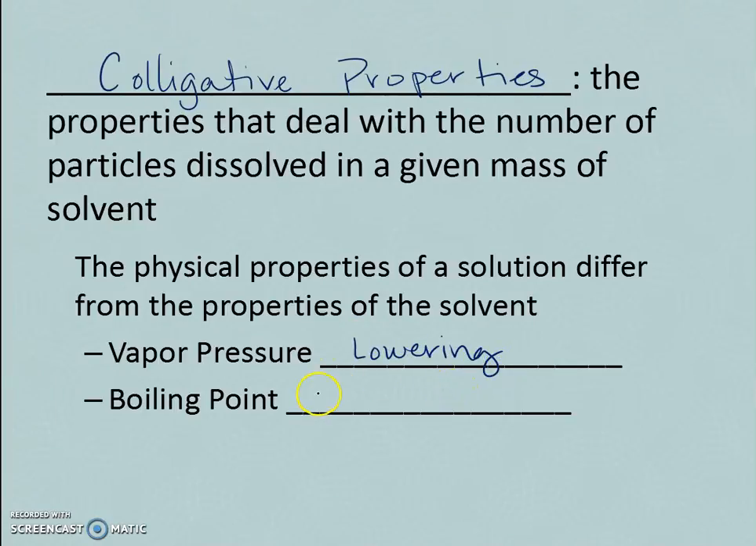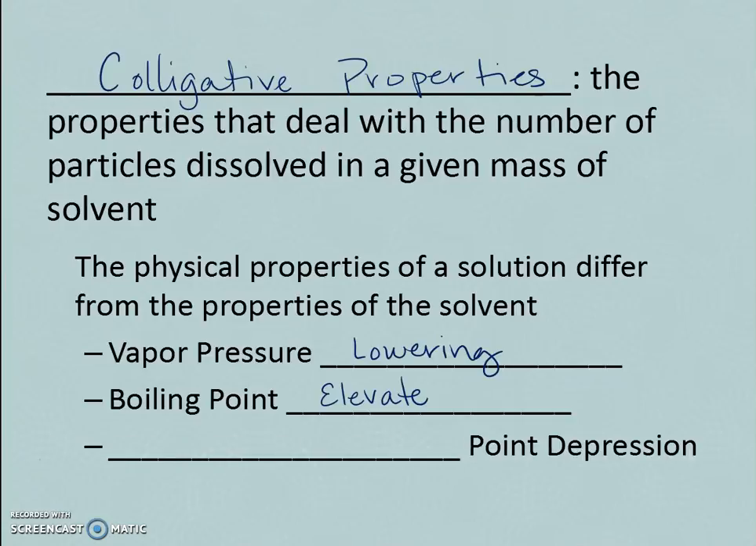By lowering the vapor pressure, we can actually elevate the boiling point, or the temperature at which this substance is going to actually start to boil. And we can depress or lower, we call it depressing, the freezing point of a solution as well. You see these all the time.